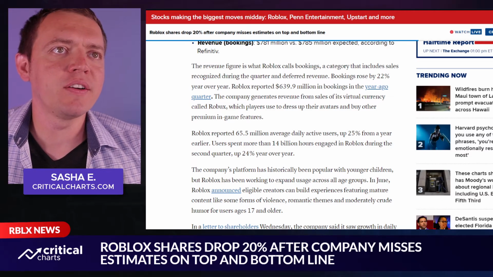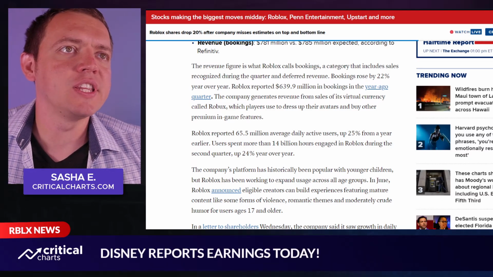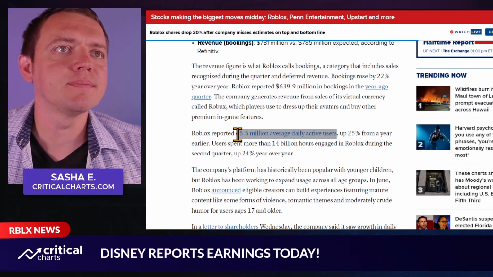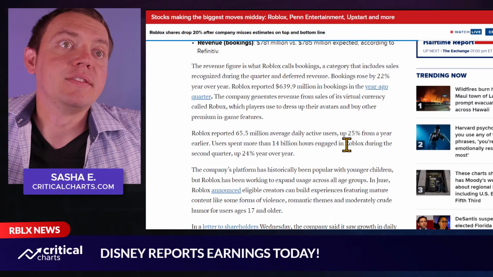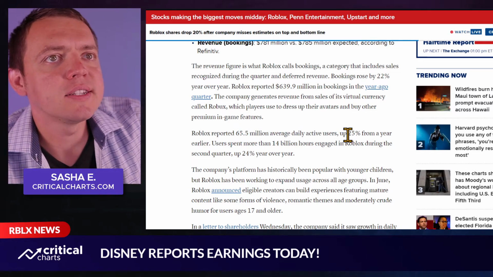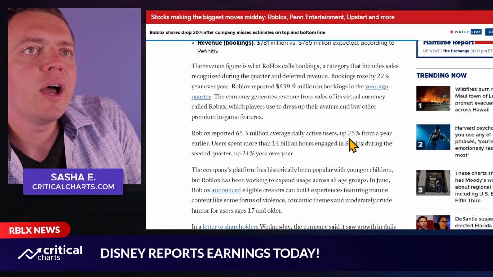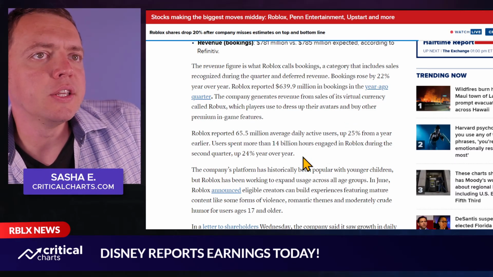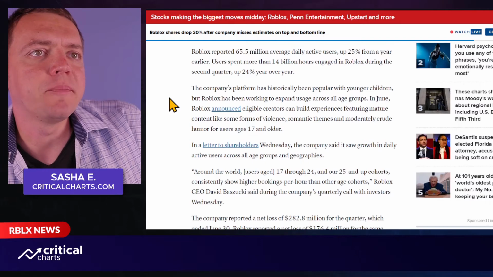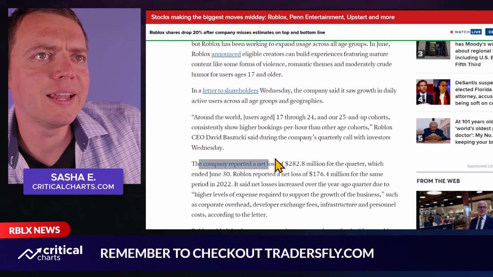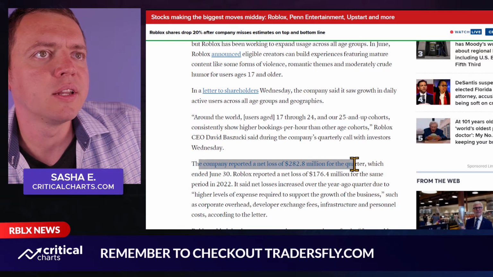You've got 65.5 million average daily users. This looks pretty good. There's a ton of users, and it's up 25% from earlier. However, the revenue is still not there. The company reported a net loss of 282.2 million for the quarter.